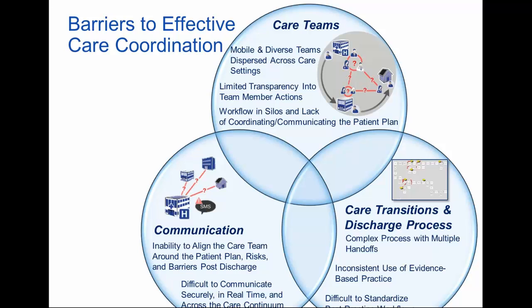We know that teams are mobile and diverse. They're dispersed across the care setting. While nurses may work with a certain population of patients on a unit, a hospitalist or an intensivist physician model means that they're working across multiple units. We may not have deep visibility into what each and every member of the care team is doing, which leads to duplication in services and individuals who, in essence, fall through the cracks because one group thinks that the other group is doing something. And of course, because we work in silos, we lack this cross-communication or coordination.